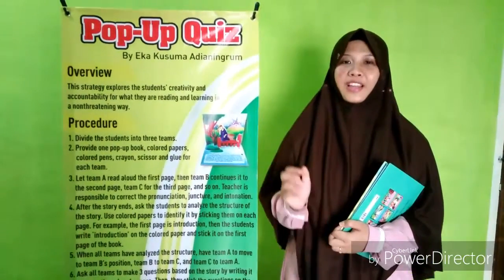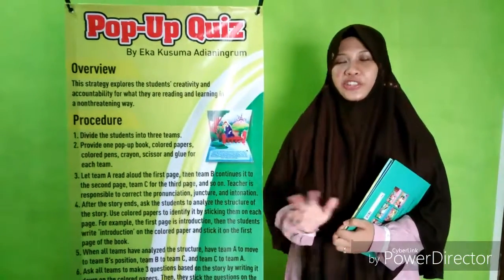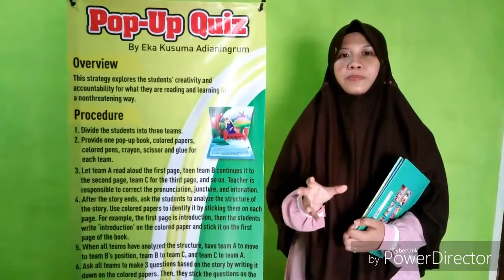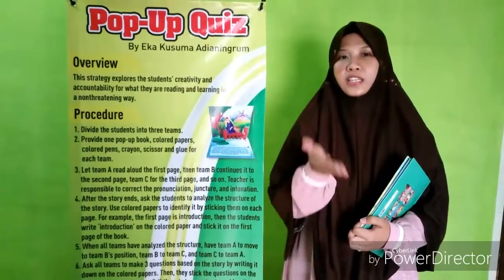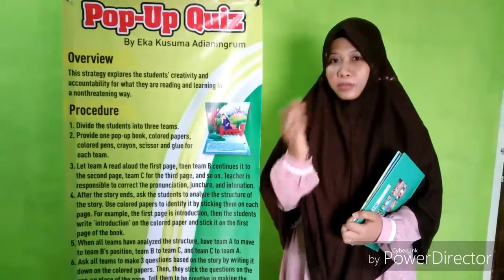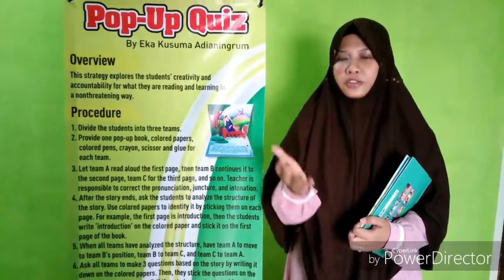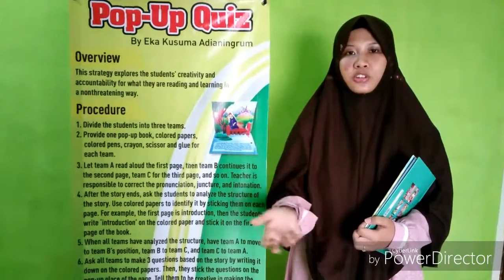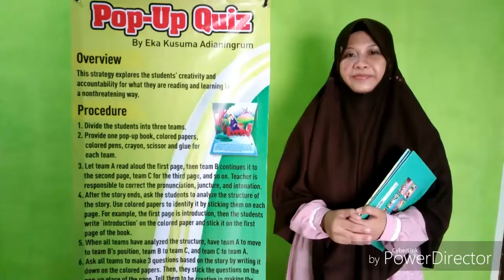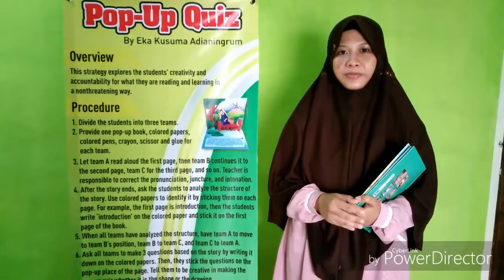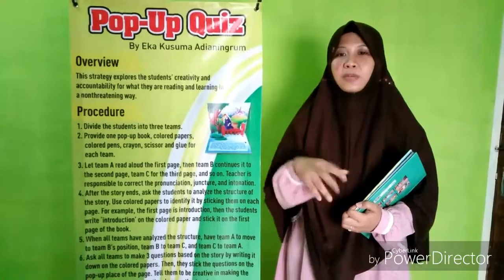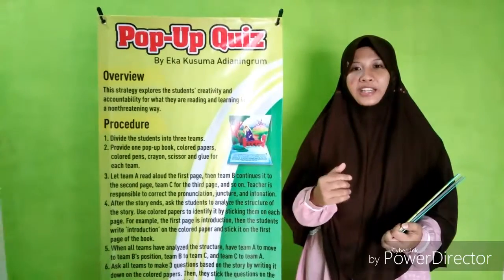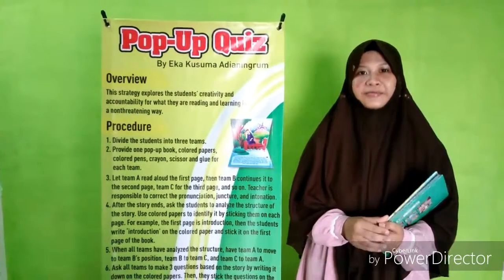And for your information, the strategy has 2 variations. The first one, each team may make all the questions of the pop-up quiz, like 6 questions for one team, and they will take turns being the question master. And the second variation, the teacher can make the pop-up quiz. So after they read the book, they get the quiz.